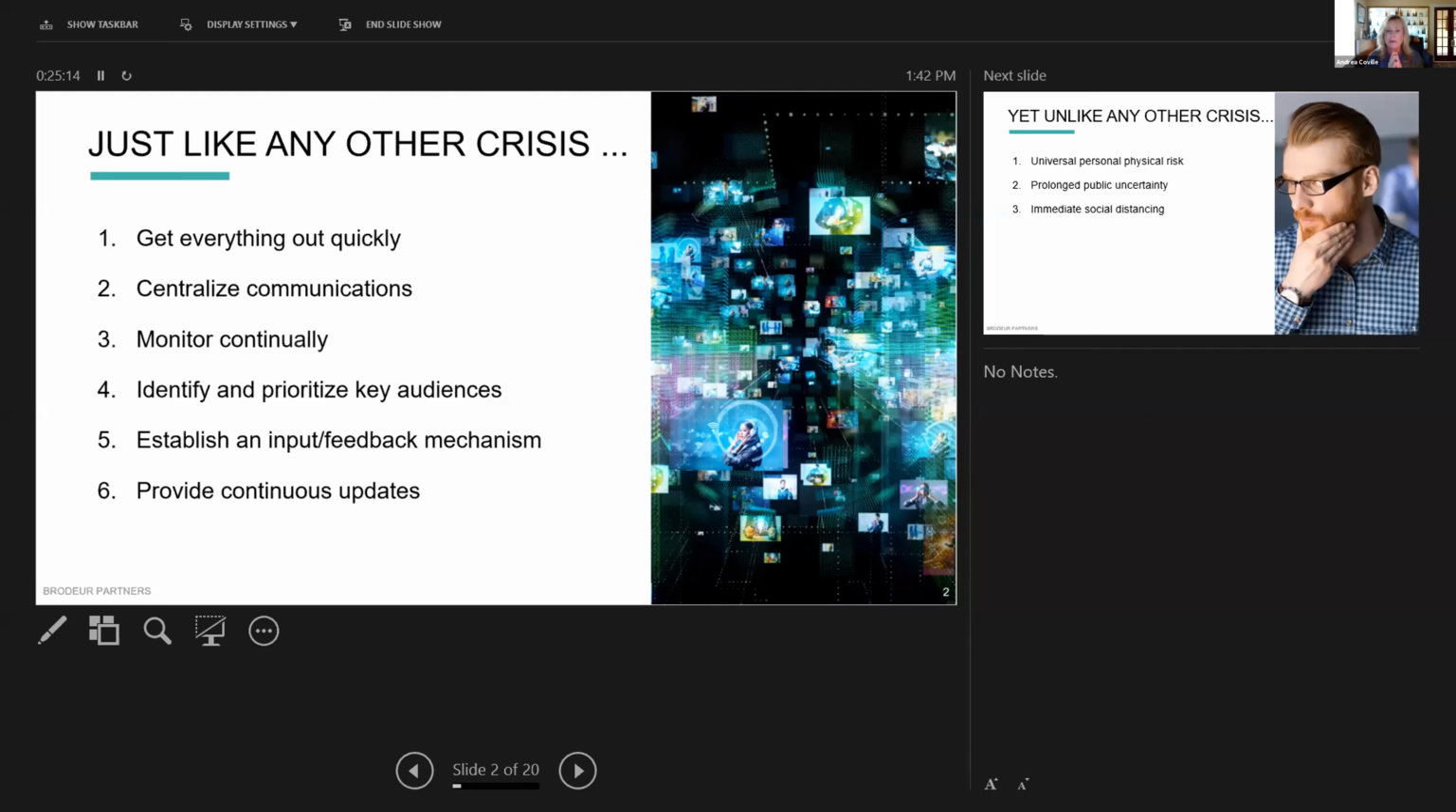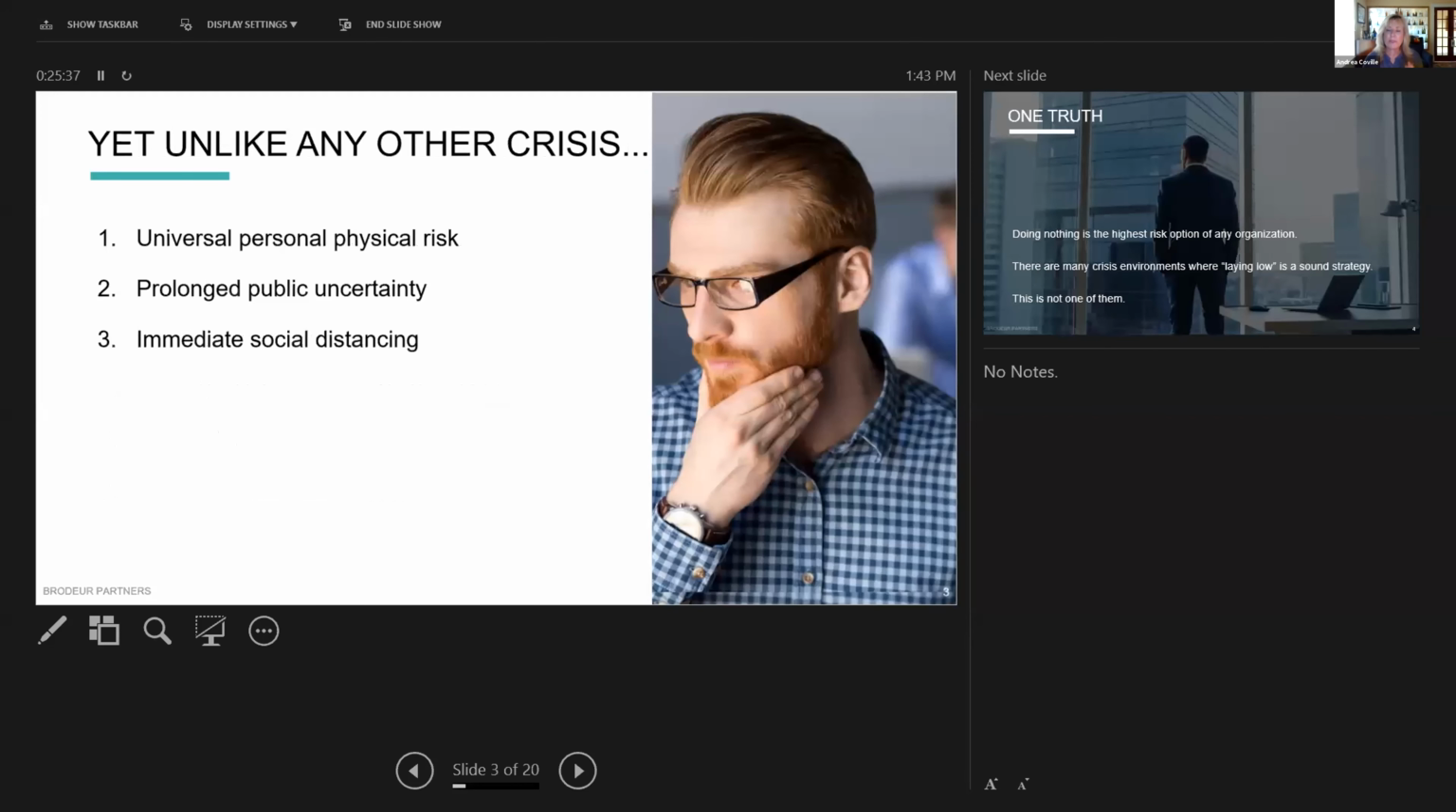Like every great communication strategy, identifying and prioritizing audiences is really important. Today, we're going to talk a lot about employees and customers as the two key ones, but they obviously cascade from there. We know that input and feedback mechanisms for getting feedback to messaging is really critical, and also to provide continuous updates.